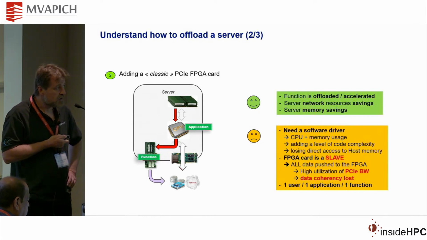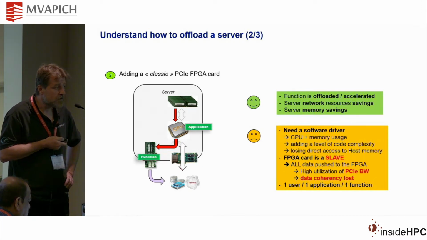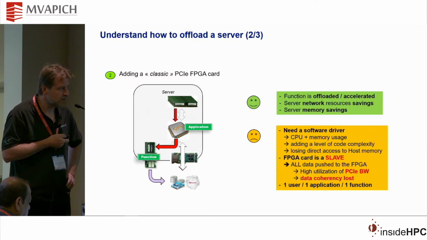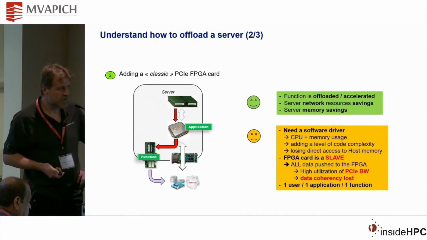The FPGA is completely slave. It waits for the CPU to tell it, okay, here I provide you new data, wait, listen, I'm providing you new data. Data are pushed to the FPGA. You utilize a huge bandwidth in your PCI Express because your card is plugged to the PCI Express bus, and you lose coherency. As we said, somebody modified the data here, it's not modified here. You can only have one user, one application, and one function.